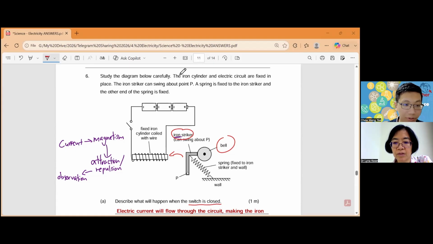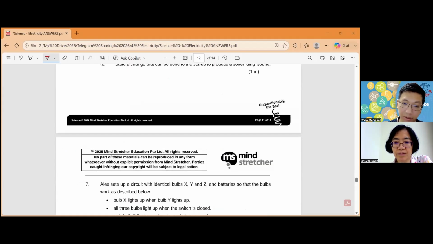Reduce the stiffness of the spring. Yes, possible. But you can't say you reduce, right? Because the spring is fixed. So you have to use another spring that is less stiff. Your idea is there, but you can't just reduce the stiffness of the spring. So you change to a less stiff spring. One of you said reduce the number of coils. I think that's okay. Remove some batteries, I think that's fine. Or reduce the number of batteries.